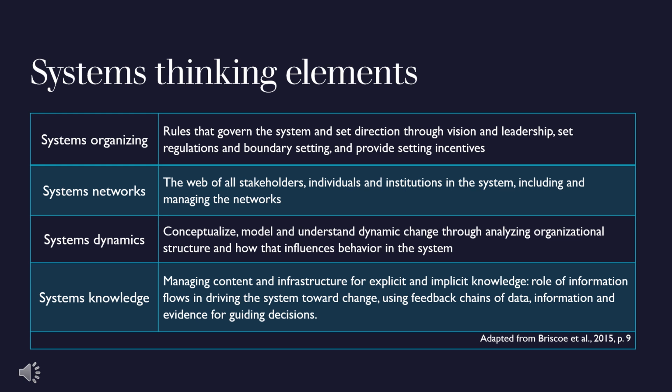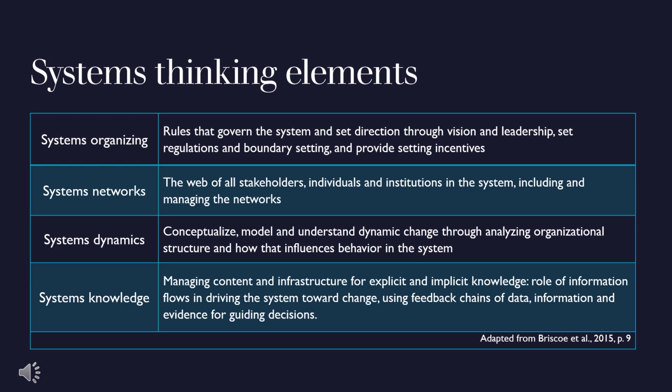The second element includes the networks within the system, and that includes all of the actors, such as organizations, individuals, institutions, and other stakeholders. In addition to describing these networks, systems thinking includes consideration of how to manage and interact with them. Next are system dynamics. This includes the ways we model and understand the interactions and dynamic changes within the boundaries of our target system. It is our attempt to understand how the organizing structures influence behavior and the health outcomes we're interested in.